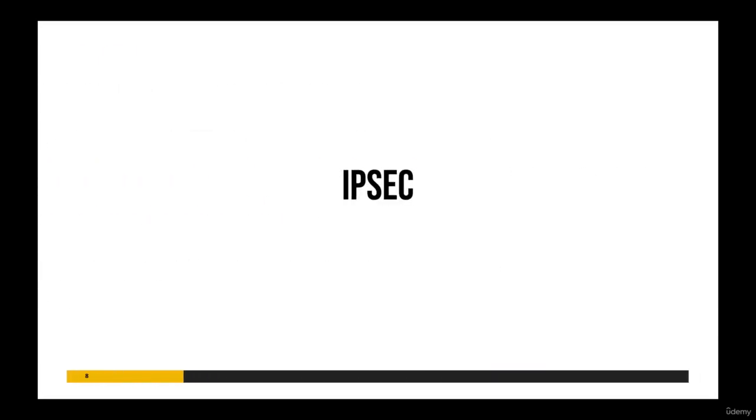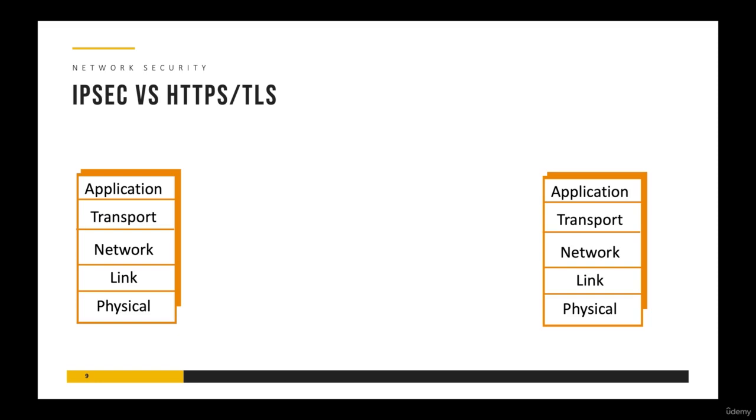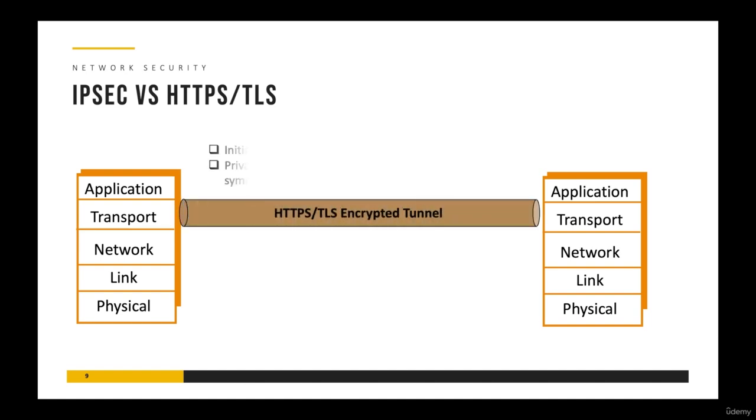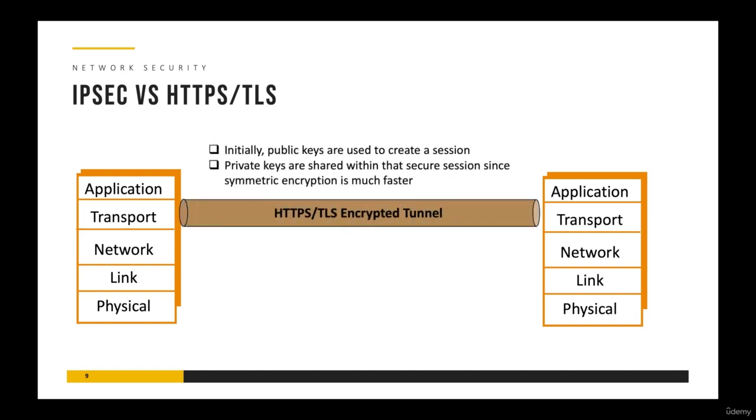Let's discuss IPSec. IPSec stands for IP security, but before we delve into the details of IPSec, let's first contrast it with HTTPS and TLS. So basically, as we discussed, HTTP resides on the application layer, but HTTP uses TLS to offer the HTTPS flavor. And since TLS resides at the transport layer, that's why we call it a transport layer solution.